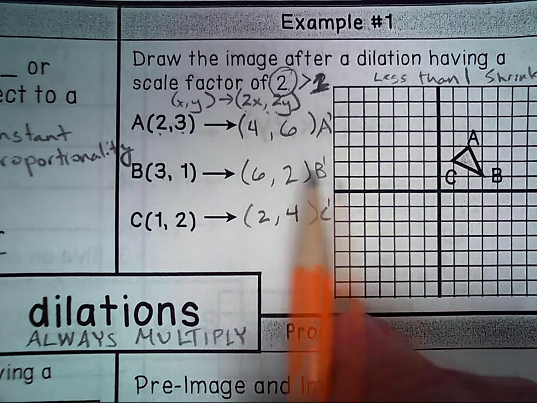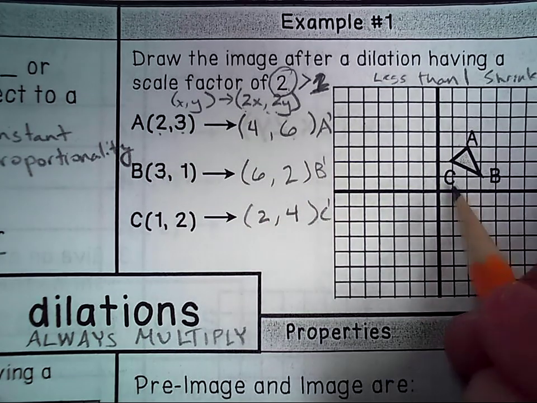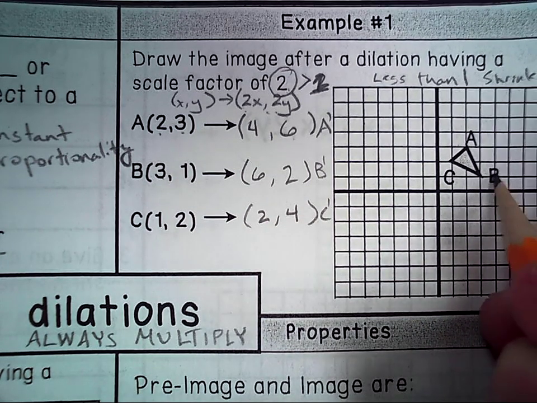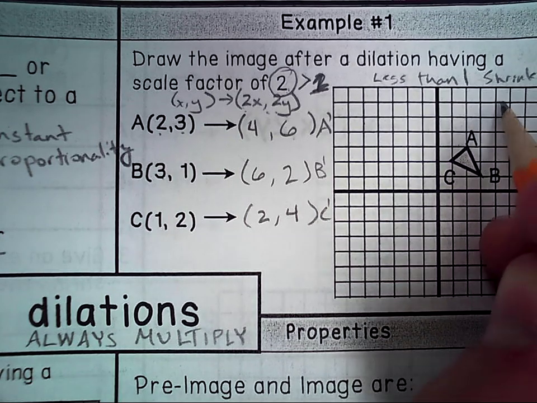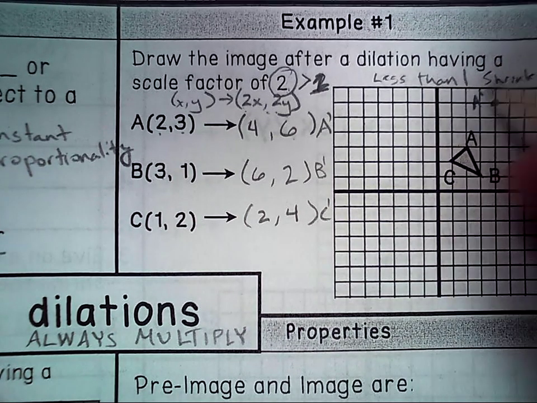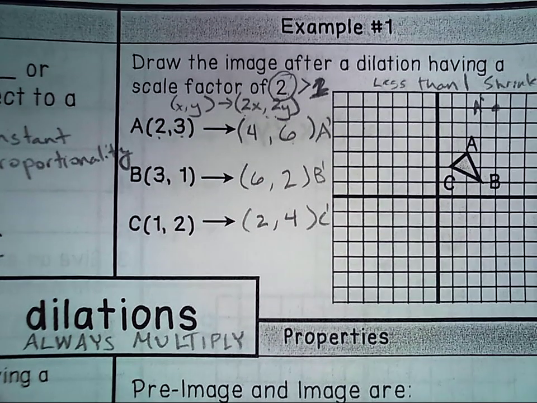So we're just going to go ahead and plot these points. I'm going to go over 1, 2, 3, 4, and then up 1, 2, 3, 4, 5, 6. This right here is going to be point A prime.